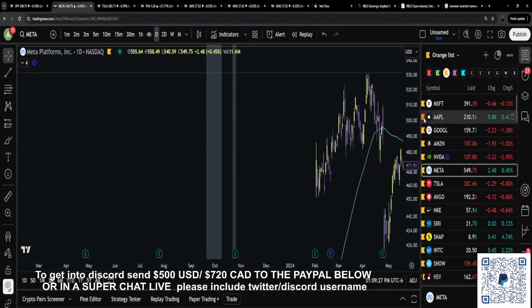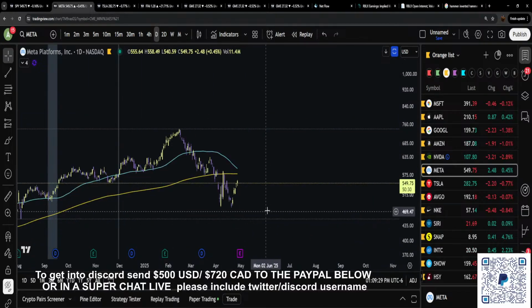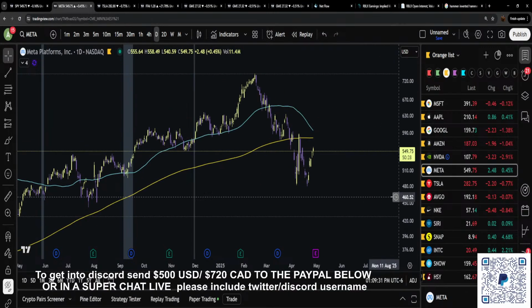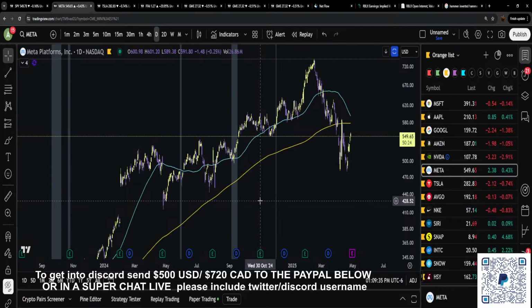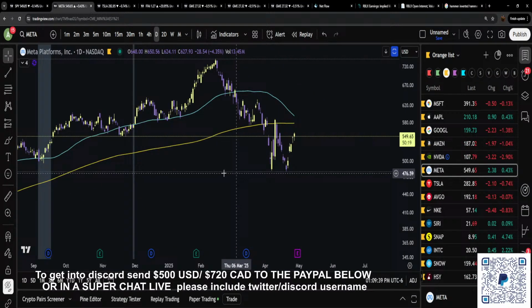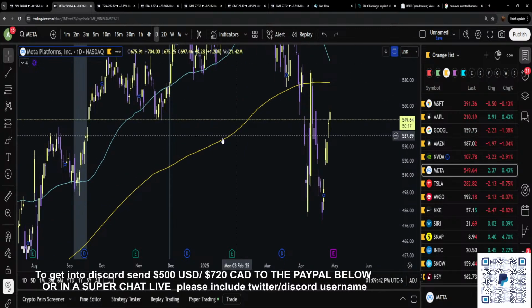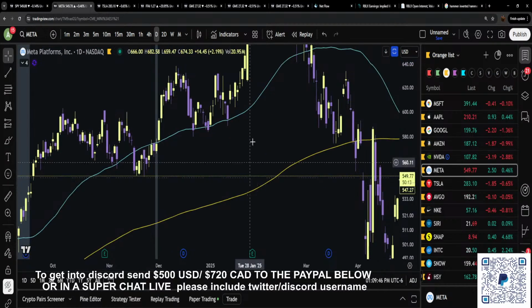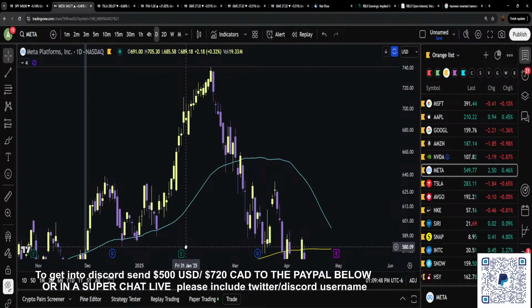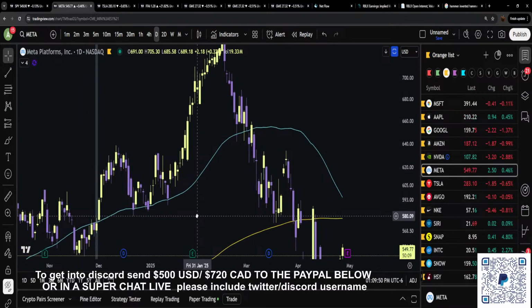Maybe Meta had one when it made that bottom way back when. All right, I'm looking, folks. I'm looking. Okay, perfect. Here's a little one. It still even has the little wick on the end of it. I don't like that. That's not what I want.